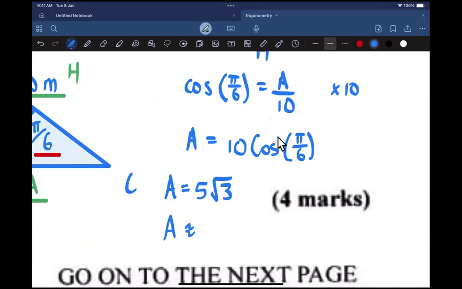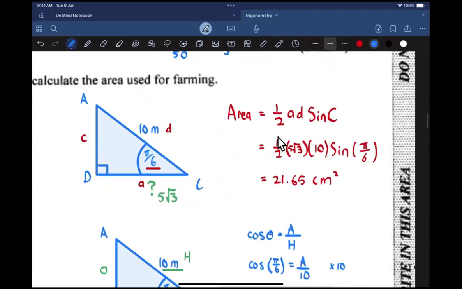5 root 3, to two decimal places. Fast. 8.66. 0.66. So the answer is supposed to be 21.65. Let's, instead of 5 root 3, put 8.66 and see if your answer changes.